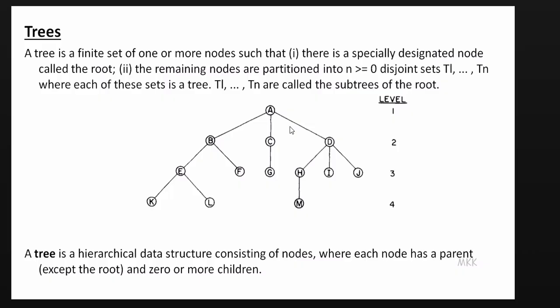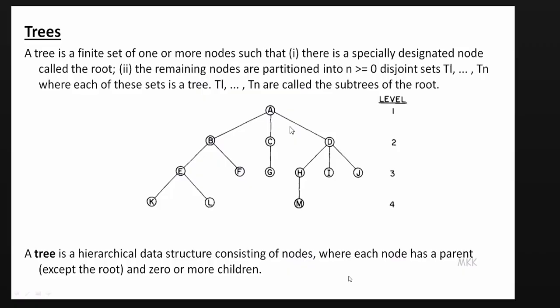It is designated with a node called root, which has the remaining nodes, that is n greater than or equal to 0. We can call them disjoint sets like T1 to Tn, where each of these sets is a tree. T1 to Tn are called the subtrees of the subroots, depending upon the levels. Here we mention level 1, level 2, level 3, level 4. In level 1, there is a root. In level 2, there are subtrees, and in level 3, more subtrees. Coming to level 4, this is the last level, where we call them leaves.